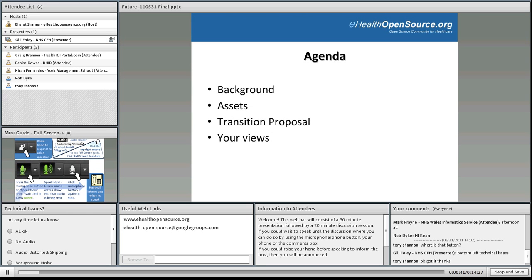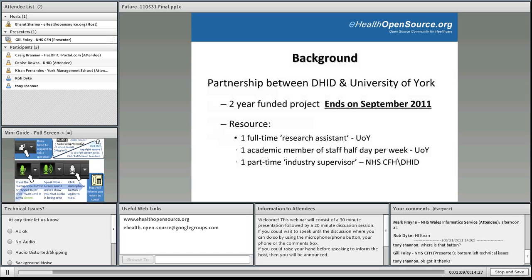So just to give you an overview of what I plan to cover today, essentially today's session aims to give a brief overview of eHealth Open Source, from its origins to where we are now, what assets it has to offer, and then to the main objective, which is about our transition proposal and to get your views too. And I aim to cover this in 4 areas, which is the background, assets, transition proposal and your views.